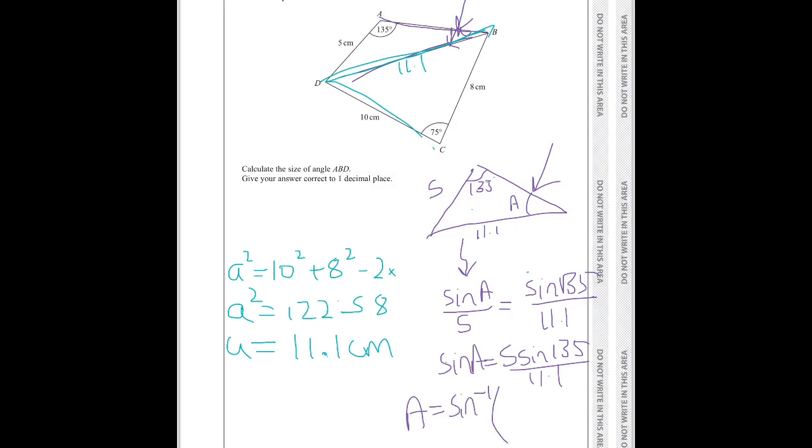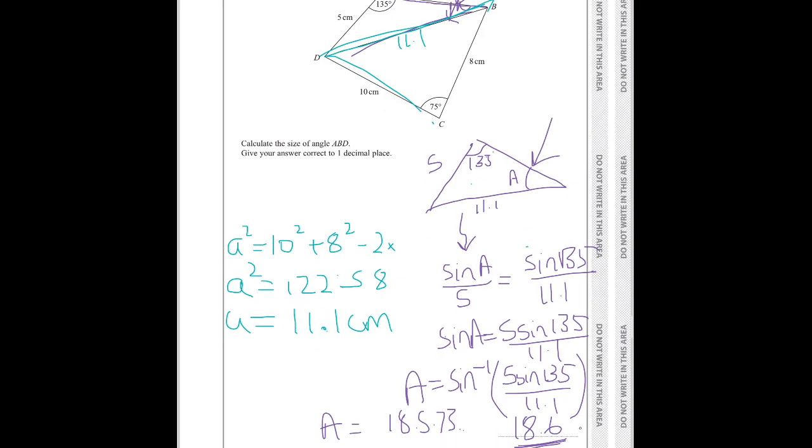Don't worry if you process this step by step. I'm writing the working all out at once. But the final answer is shift inverse sine of 5 sine 135 over 11.1. Again, don't forget to close your brackets. I'm getting 18.6 to 1 decimal place. It actually says 11.573. Again, it's always a good idea to write the full length, because if you make a mistake rounding, they might still give you full marks if they're feeling generous.